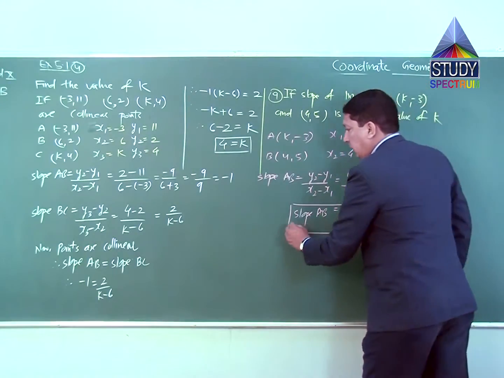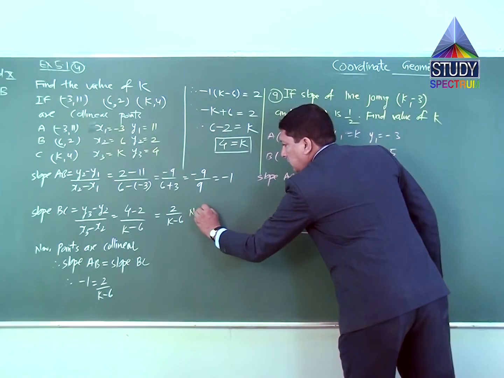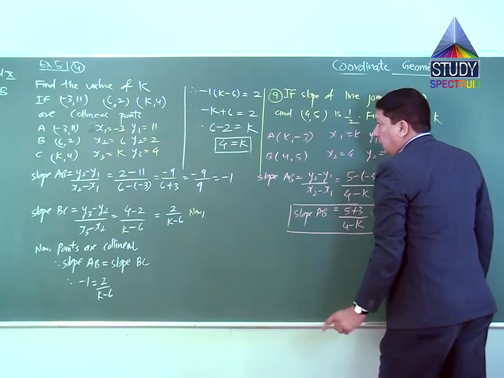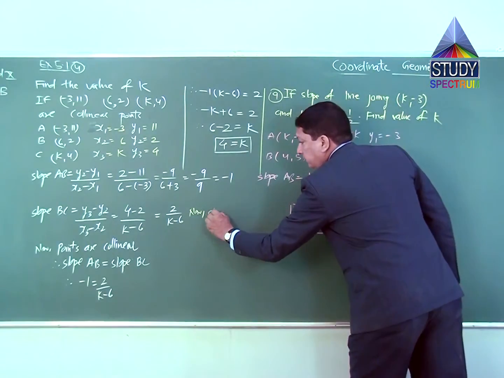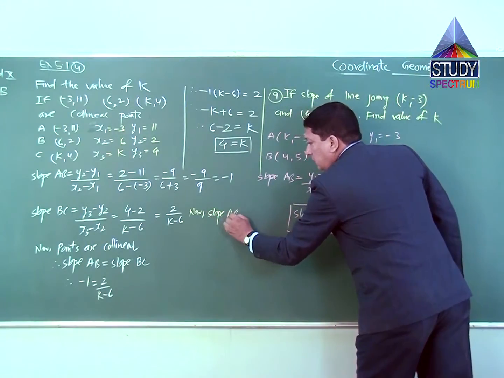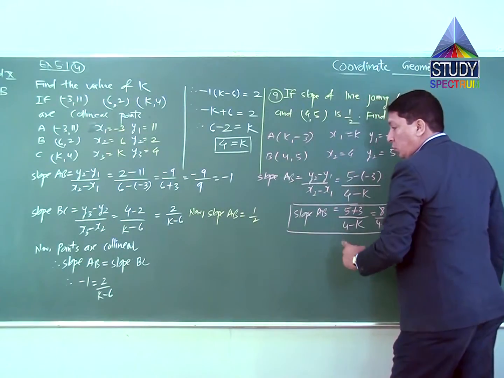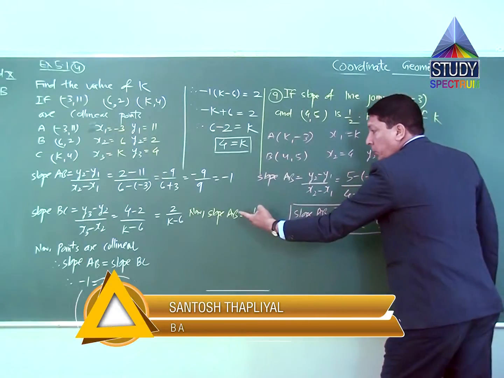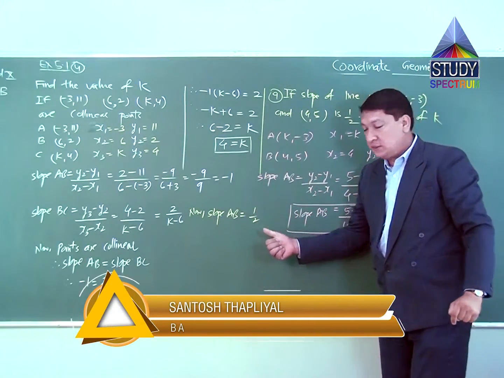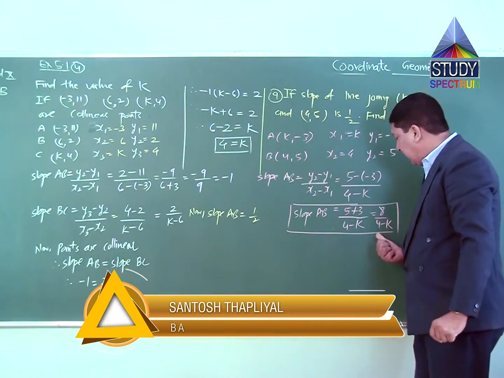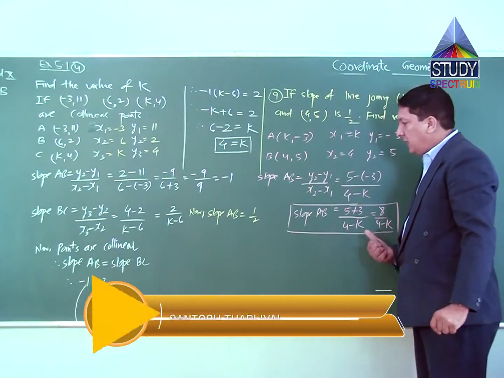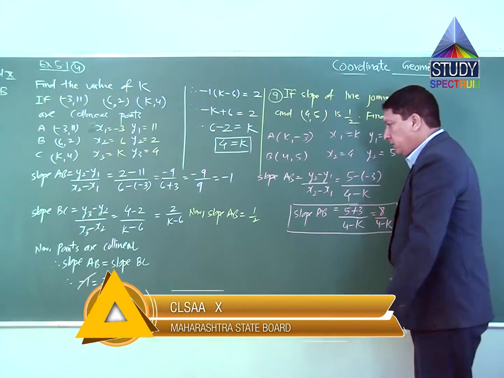Now, after this we are doing this. Now, slope of AB is given to us as 1 upon 2. Now, don't you think these two values will be same, because slope of AB is 1 upon 2 given to us, and slope of AB in terms of K, we got 8 upon 4 minus K. That means these two values are equal.